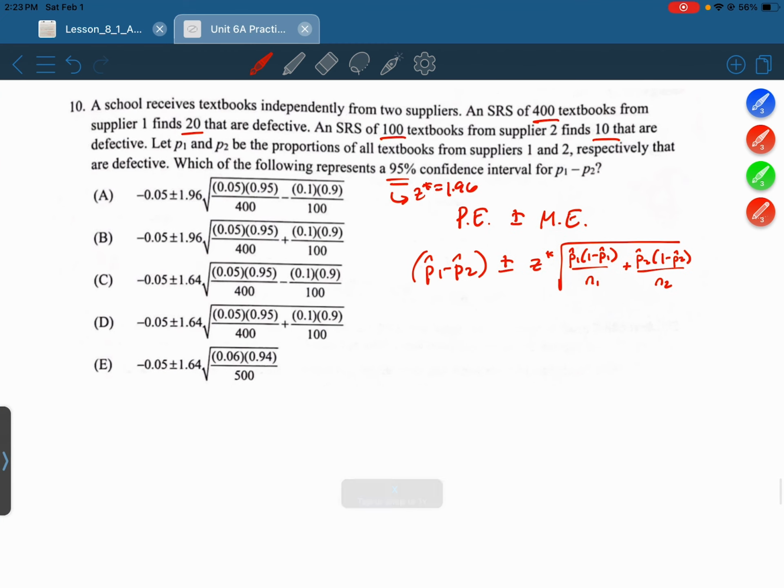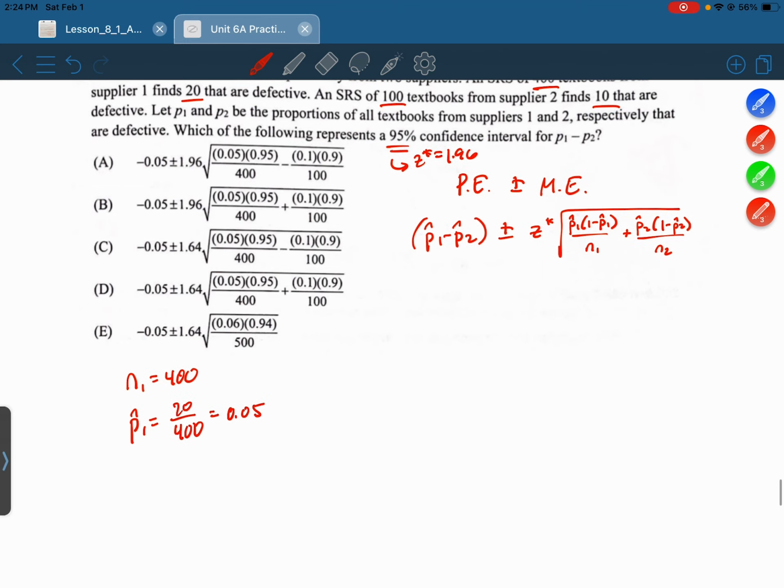All right, well, all the information is in that paragraph, but it's not really labeled, so I'm going to read through it again and label everything. So supplier number 1 had a sample of 400 books, and the proportion of that sample that were defective was 20 out of 400, which I believe is 5%. Just check that. 20 over 400, yes, that's 5%.